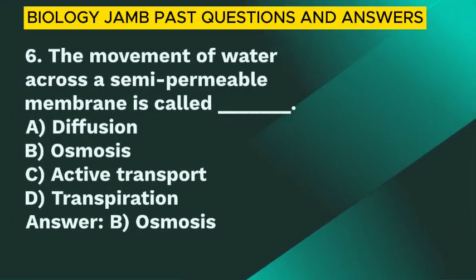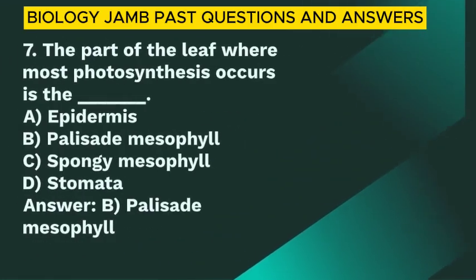Question number 6. The movement of water across a semi-permeable membrane is called dash. A. Diffusion, B. Osmosis, C. Active transport, D. Transpiration. The answer is B, which is osmosis.